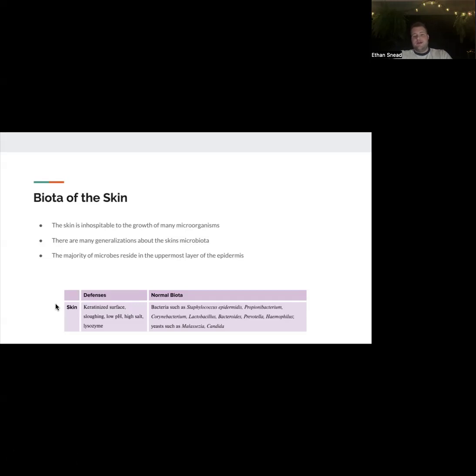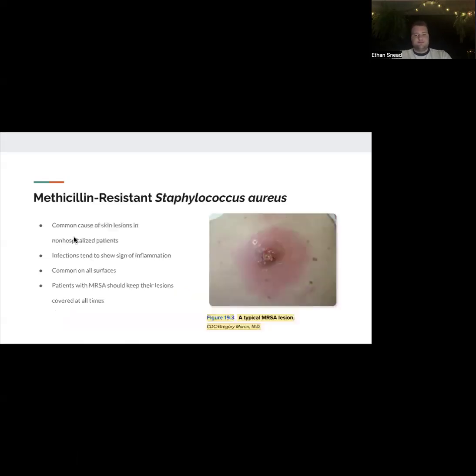Now, down here, we have a little graph of the skin, the defenses that it has, and the type of normal biota that it contains. If you want to pause and take a look at it here, we will move on now.